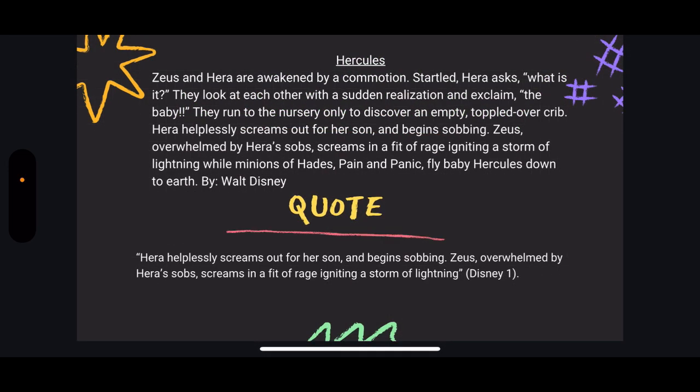So let's practice citing text evidence as a quote. Notice I start with a quotation mark. "Hera helplessly screams out for her son and begins sobbing. Zeus, overwhelmed by Hera's sobs, screams in a fit of rage, igniting a storm of lightning," quotation mark, parenthesis, author's last name Disney, and page 1, parenthesis, period.